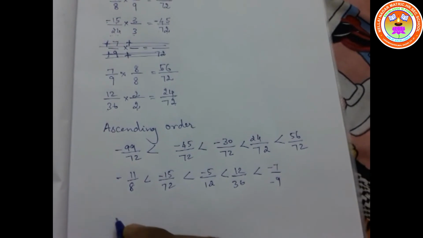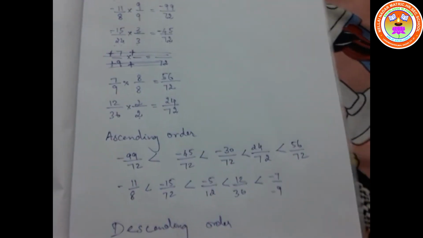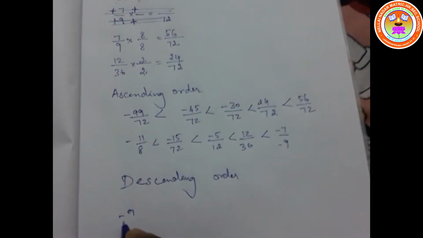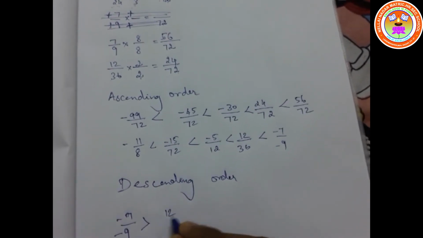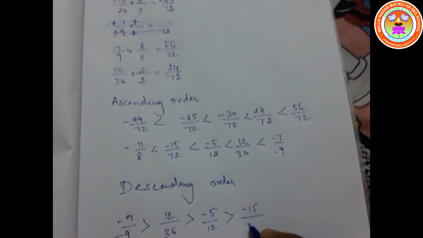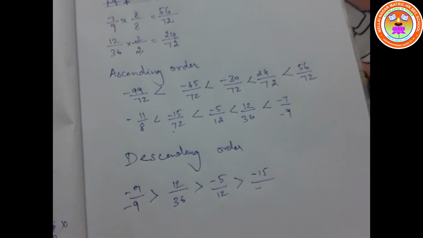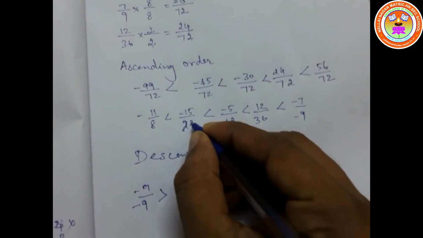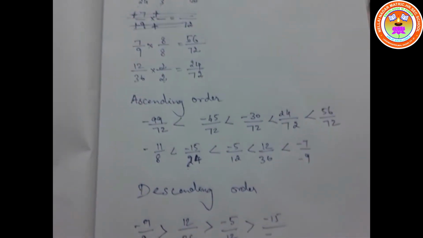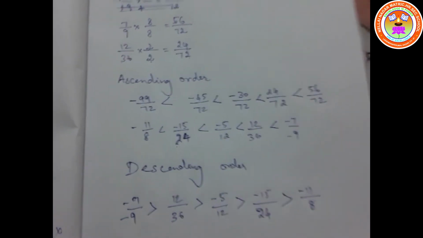Now we are going to write the descending order. Shall I write directly? Yeah. The same thing you have to rearrange and write. The biggest of all is minus 7 by minus 9, greater than minus 12 by 36, greater than minus 5 by 12, greater than minus 15 by 72. Am I right? Yeah, I wrote it wrongly here. It is 15 by 24. Why did I put 72? Because the denominator was 72, that's why I put it. You change it into 24. Here it will come as 24, greater than minus 11 by 8. So these are all the answers.